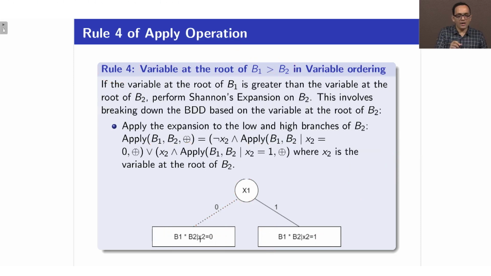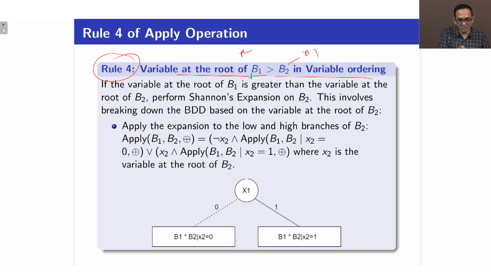And rule 4 is just the opposite of rule 3, because here I am saying that the root node of B1 is greater than the root node of B2. That means B2 has x1 and this has x2. So, that means this does not have x1. So, now I will not restrict B1, only restrict B2, right, that is the only change here.